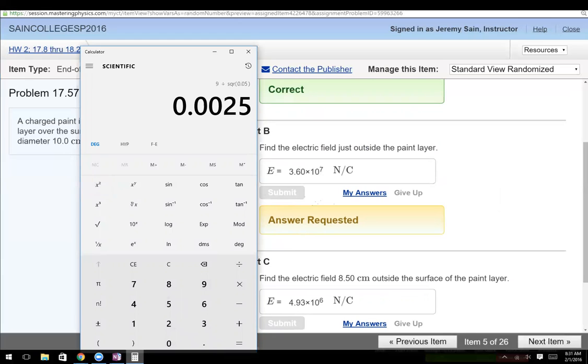Where'd you get the 9 from? So the k is 9 times 10 to the 9th. Gotcha. So 3.6 times 10 to the 7th. Yep.